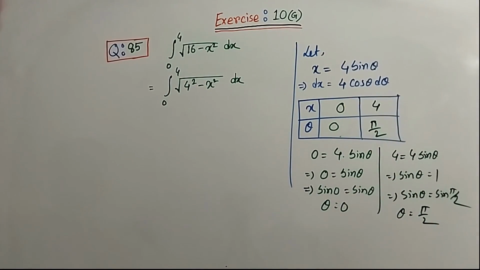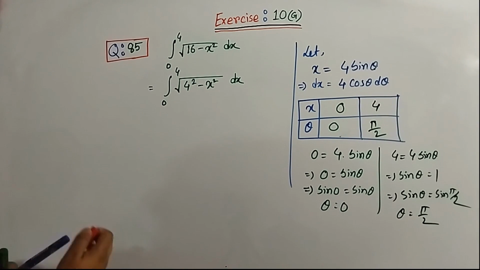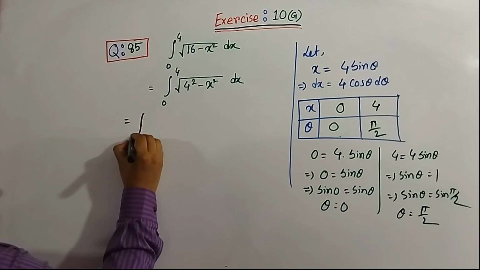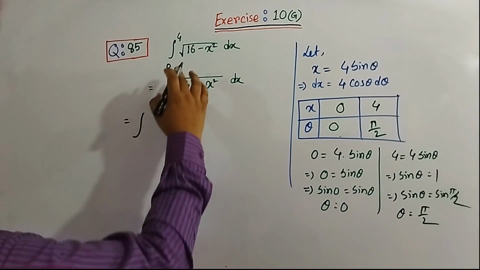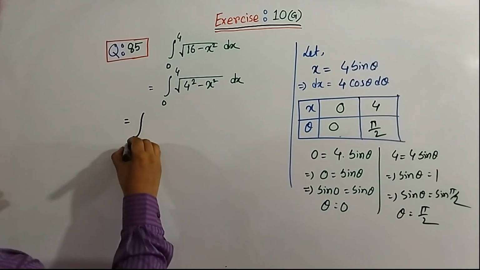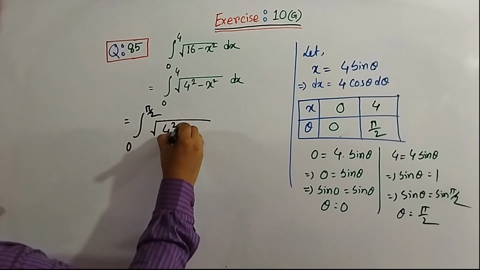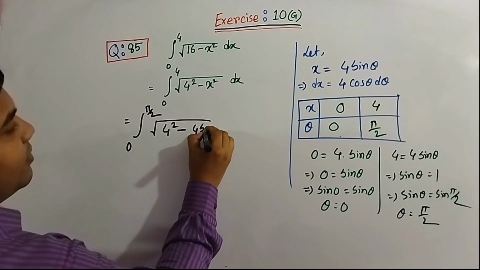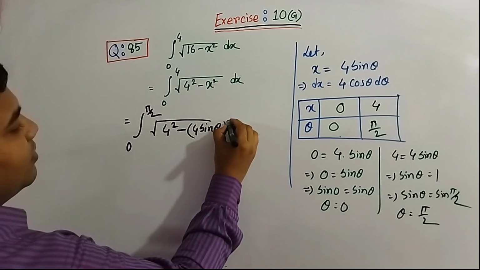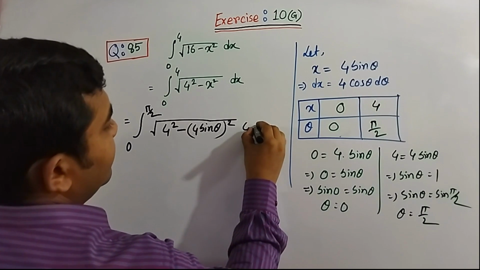Okay. Now my dear students, just put in the values. If we put in the value of 4, then what can we write here? Since x has now been replaced with theta, the limits will also be replaced. It should be 0 to pi by 2, root over 4 square minus x square, and the value of x is 4 sin theta. And what about dx? It is 4 cos theta d theta.